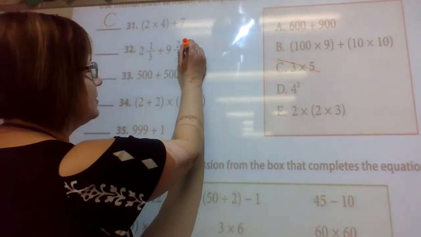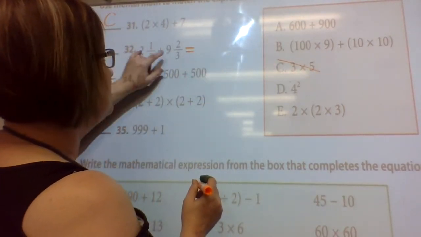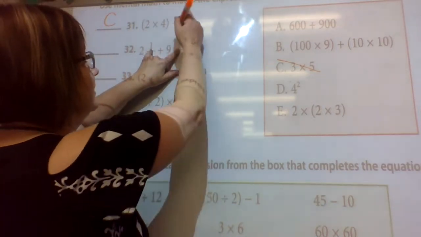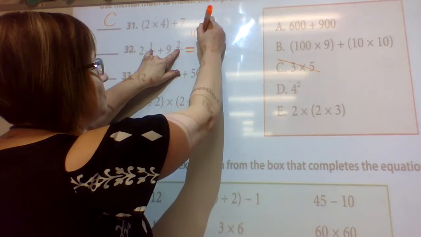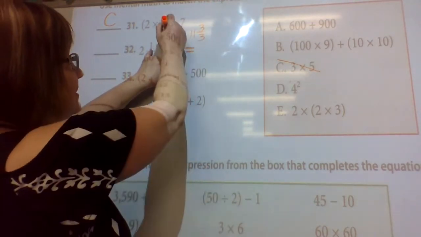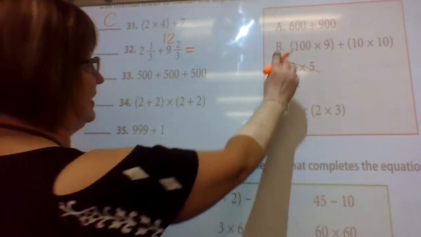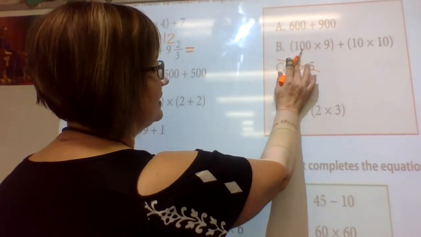So what would be on the other side of this equal sign? This would be 2 plus 9, that's 11, and 3/3. 11 and 3/3 equals what? 12. So this equals 12, so now we need to find something over here that equals 12. That definitely doesn't equal 12. This is 100 times 9.